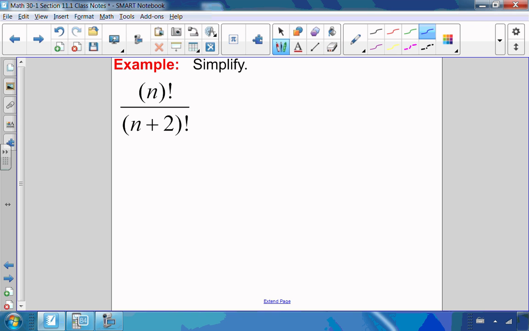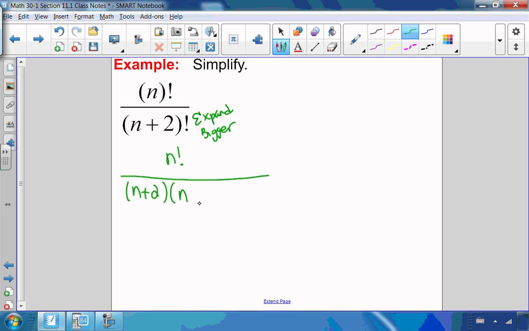Okay, let's try another one. n factorial over n plus 2 factorial. This time the bigger one is in the denominator. Wherever it is, I just want you to expand the bigger one. So we're going to leave the top alone. Let's expand n plus 2. Start with n plus 2 and go 1 less. 1 less than 2 is 1. And then 1 less. And I can stop because I have a match.